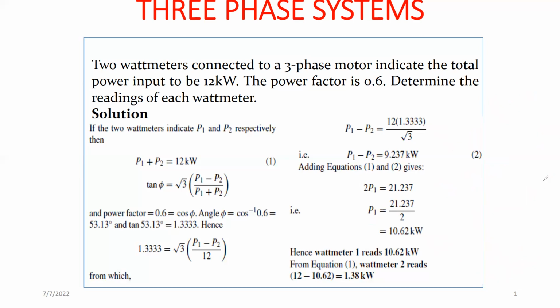So the question asked us to determine the readings of each wattmeter, and we have already found the readings of the two wattmeters. P1 being 10.62 kilowatts, and P2 being 1.38 kilowatts. Those are the readings of the two wattmeters.